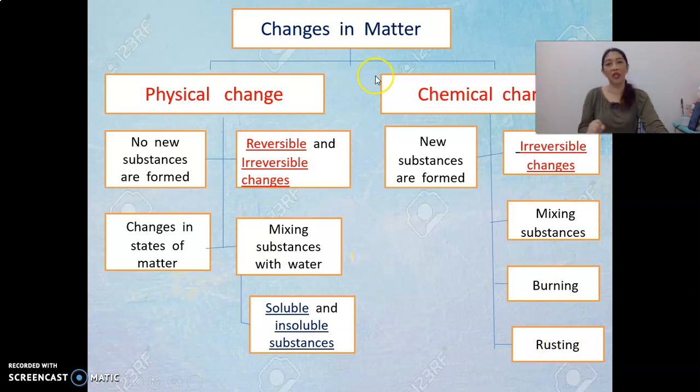So again, changes in matter, we have two: physical change and chemical change. Physical change can be reversible or irreversible, and no new substances are formed. For chemical change, new substances are formed. Only one kind, irreversible changes: mixing substances, burning, and rusting.